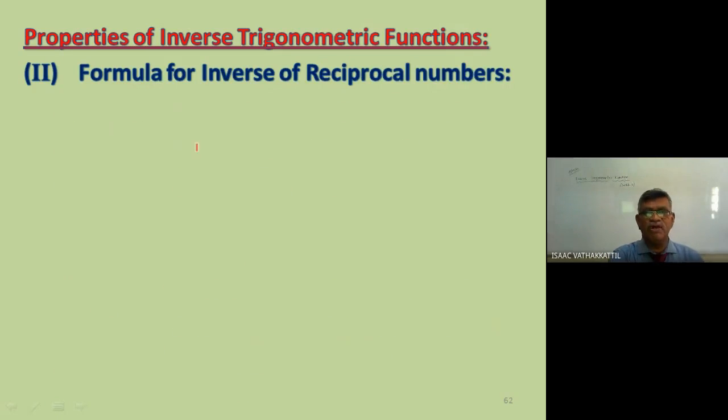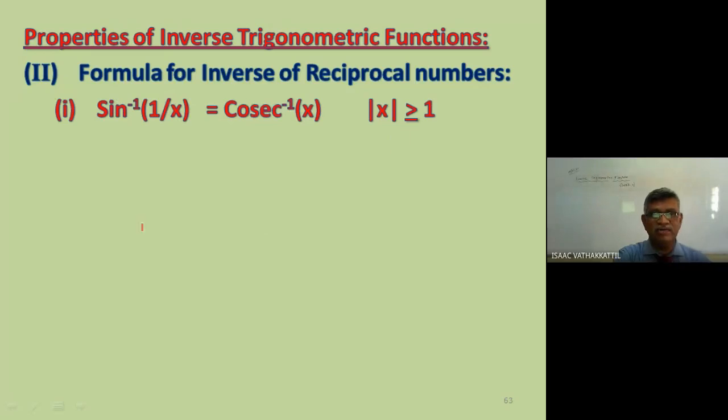Now we go for the second formula. First was the formula for inverse of negative numbers. We have written all the 6 formulas. Now we have the formula for inverse of reciprocal numbers. Sin inverse 1 by x.